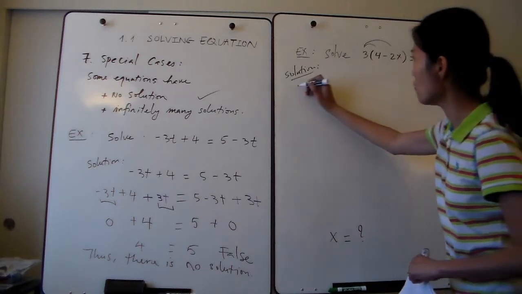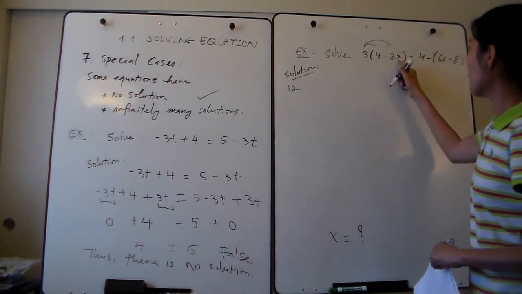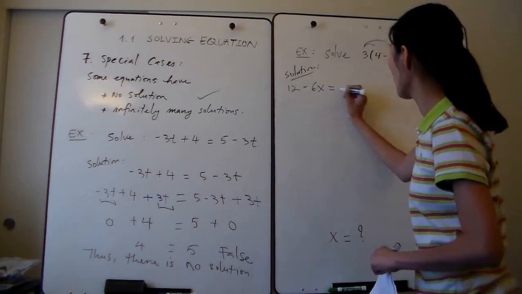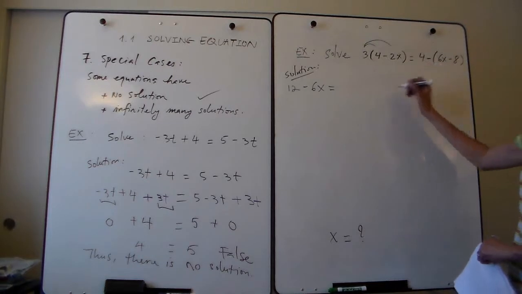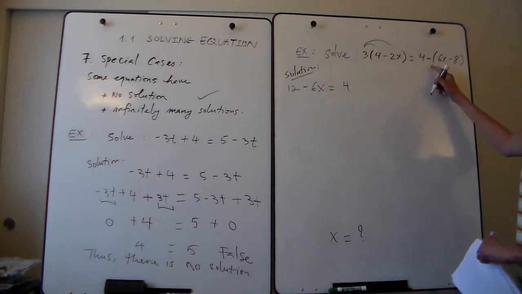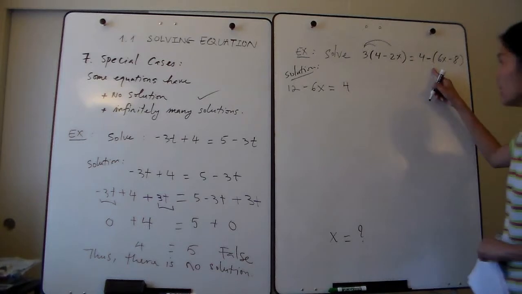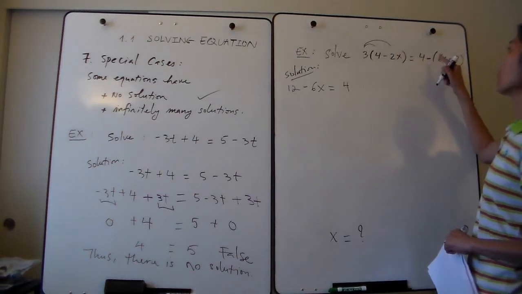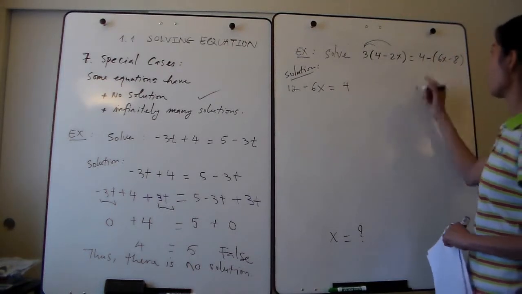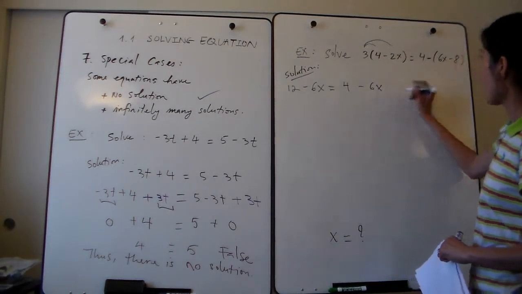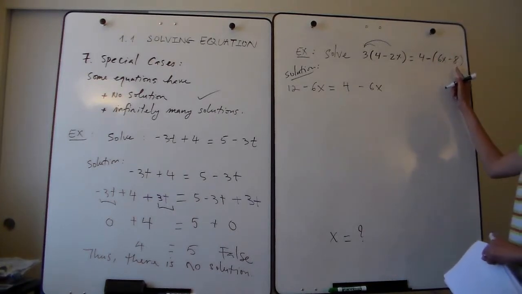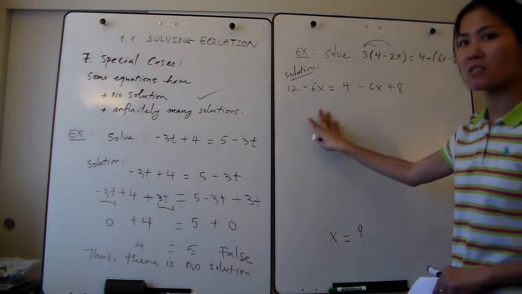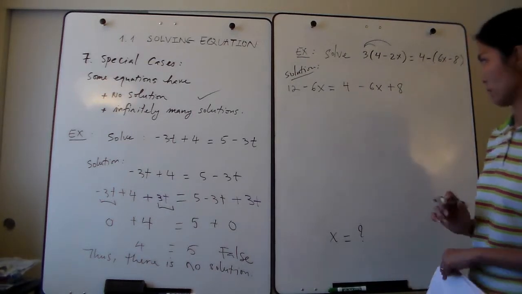3 times 4 is 12. 3 times negative 2x is negative 6x, equal 4 times... this is a negative value in front of the parentheses. You can treat this as negative 1. So negative 1 times 6x is negative 6x. Negative 1 times negative a is positive a. Okay? So now we have removed all the parentheses.